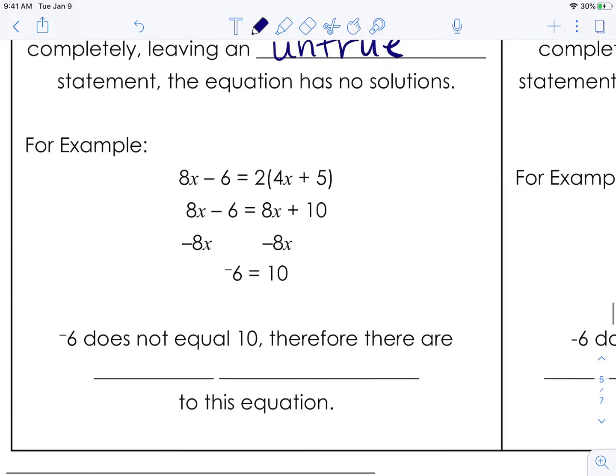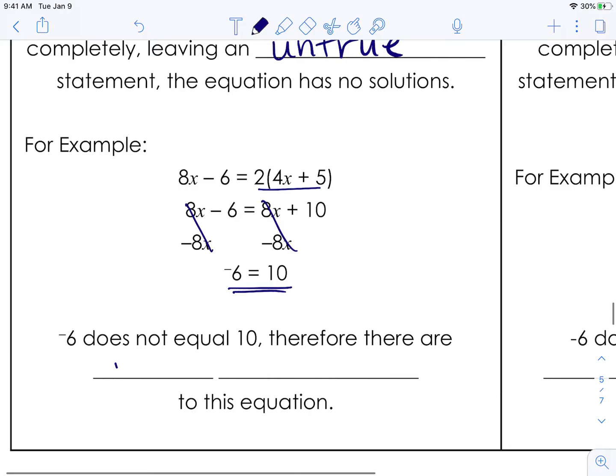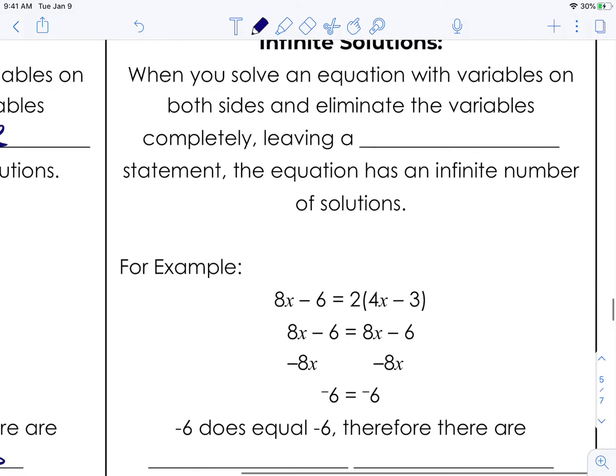So this example's been done for you. This over here has been distributed, so you end up with 8x plus 10. These 8x's disappear because when you go to move one from one side to the other, they're identical, they disappear. Negative 6 is equal to 10. And negative 6, of course, does not equal 10, so therefore there are no solutions to this equation. You would not write the answer as being 0 because that's saying the solution is 0. If you have an equation and this happens, you have to explicitly state no solution. You have to write that or select that from multiple choice or multi-select.